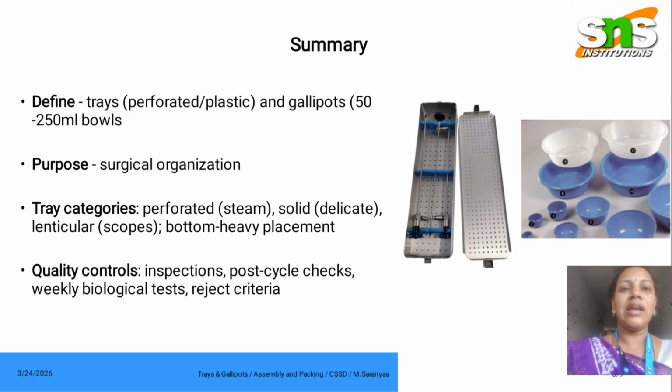The various tray categories are perforated for steam, solid for delicate items, lenticular, and bottom heavy placement. The quality control is overall taken over by the CSSD department, as they have to inspect the condition. They want to check the protocol after the post cycle of autoclave. A weekly biological test has to be taken, and they want to reject any items if improper sterilization has been noted. These are the things.